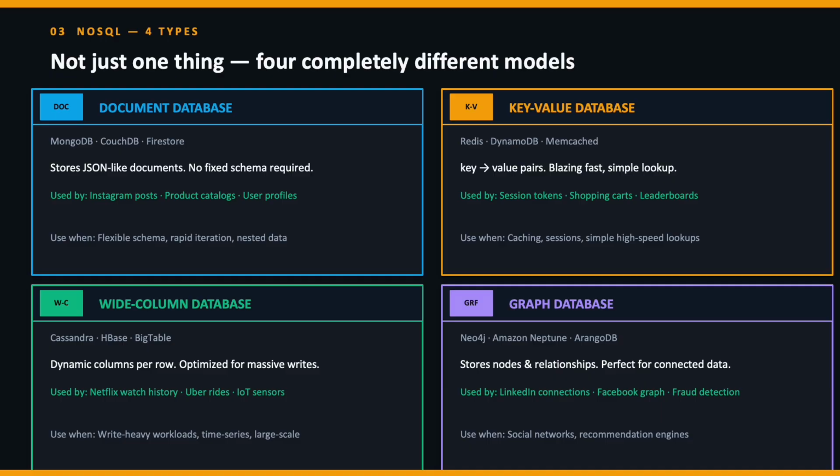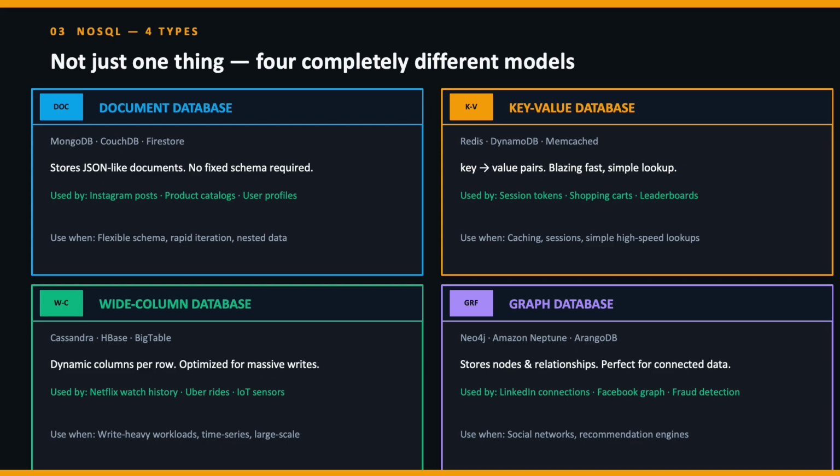Type 4, graph databases. This one is fundamentally different. Instead of rows and columns, you store nodes and relationships. Think about a social network. You are connected to your friends, who are connected to their friends. Graph databases make this connection a first-class citizen of the data model. Neo4j and Amazon Neptune are the graph databases. LinkedIn uses graph databases to answer the question, how are you connected to this person you do not know? Second degree connection, third degree connection, graph traversal makes this instant.